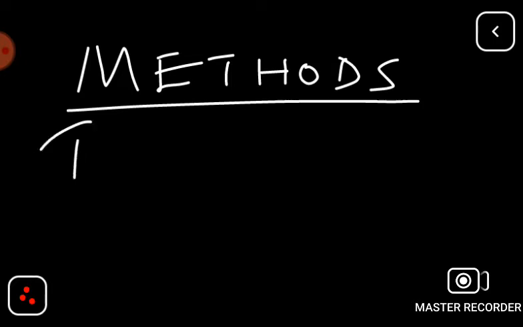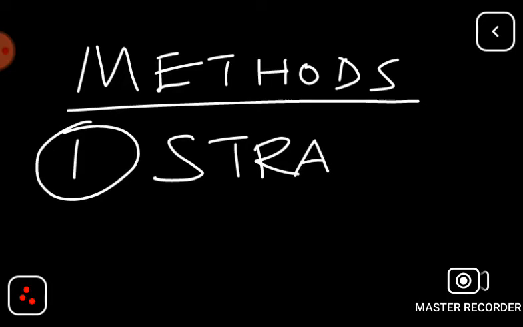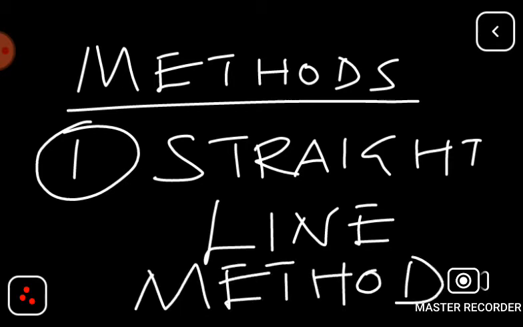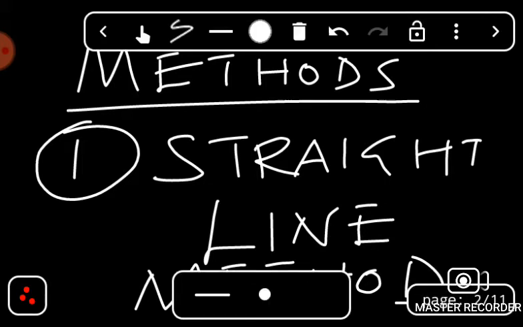Methods of calculating this depreciation. The first method we have is the straight line method. The other name for the straight line method is the fixed installment method. So if they give you two names, just know that the straight line method is also known as the fixed installment method. How do we compute depreciation?